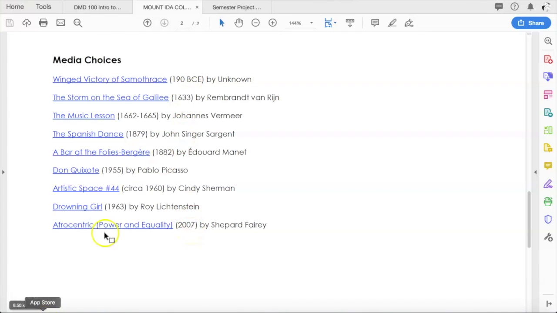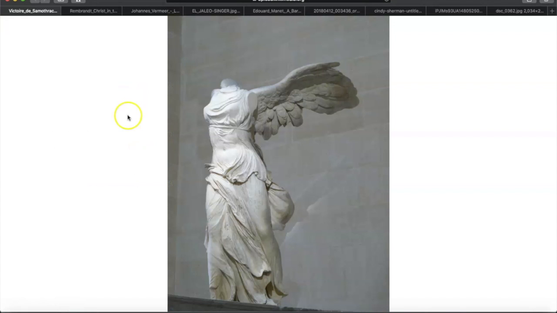All right, so let's take a look at the first one. This one is called the Winged Victory of Samothrace, also known as the Winged Nike, and we do not know who the artist is.